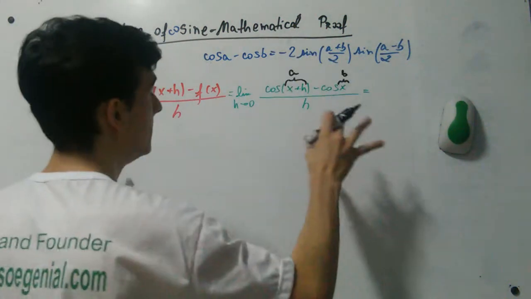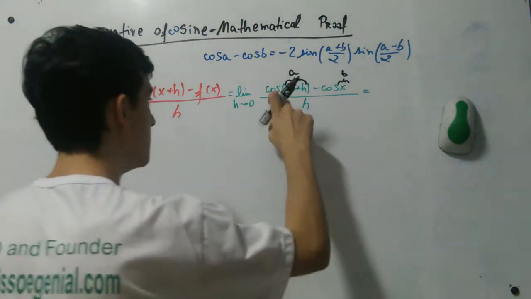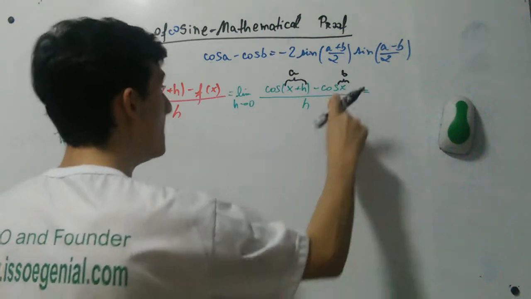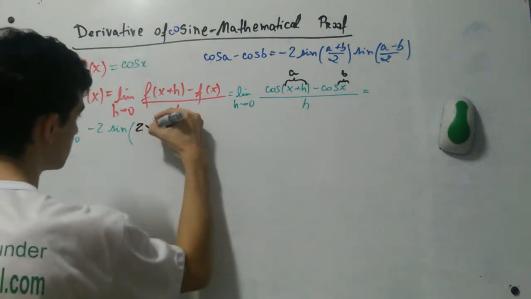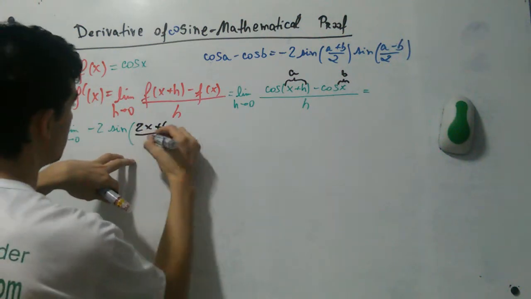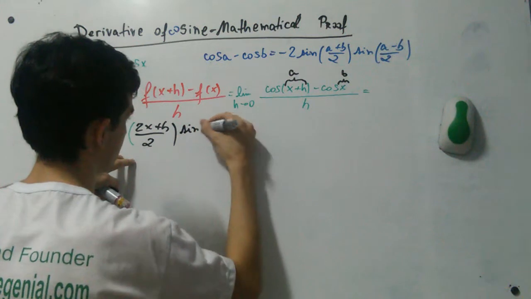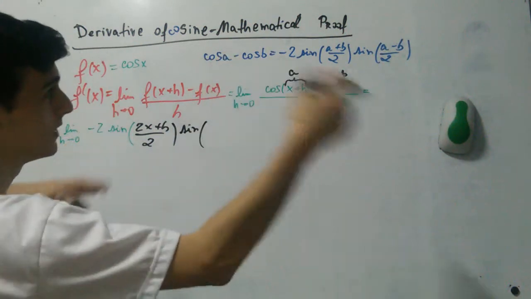So A plus B over 2. Oh, let's start with A plus B. A plus B is x plus h plus x. So it's 2x plus h. This is just A plus B. Then we have the divided by 2. And then the sine of A minus B over 2.